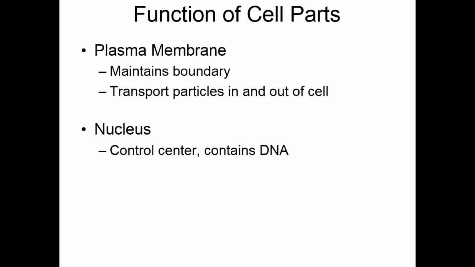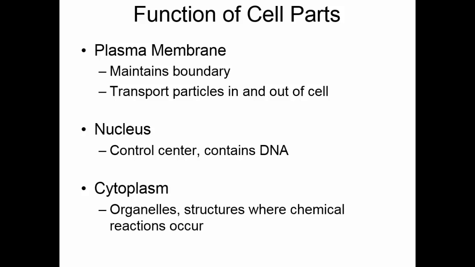The nucleus is the control center. The DNA is housed here, and that controls all of the activities of the cell. And the cytoplasm is the material between the nucleus and the plasma or cell membrane. In the cytoplasm, we see the organelles. These are the structures where all of the chemical reactions occur, and also the cytoplasm may have inclusions. These are materials that are stored by the cell for later use.